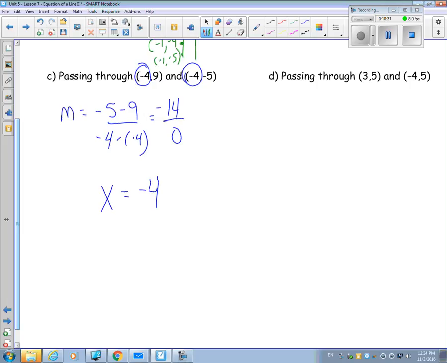If you try D, you might notice something kind of similar. Hey, I got a y of 5 and a y of 5, so my equation has got to be y equals 5. If they have a shared value, it's either a horizontal line or a vertical line every single time. It has to be.